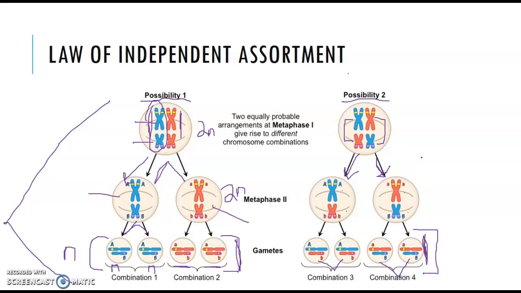And then in possibility number 2, you're going to have it be a little bit more random. The chromosomes from mom don't always have to stay with the chromosomes from mom, and the chromosomes from dad don't always have to stay with all the other chromosomes from dad. And that's what helps create genetic diversity. This is one of the reasons that you and your sibling don't look exactly alike, because you had a different combination in the sperm and egg that united to create you.